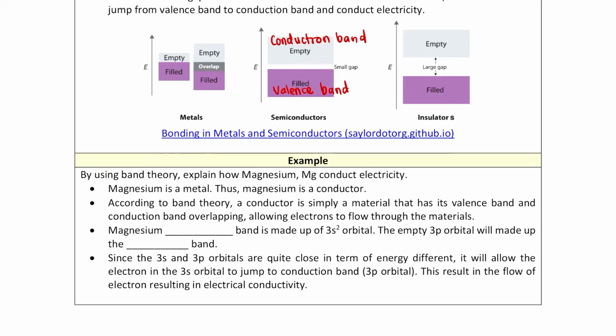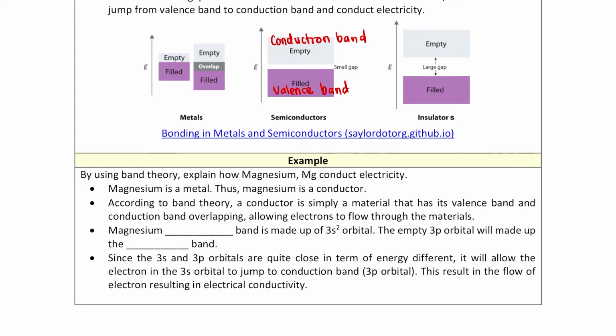Okay, so next, let us look at example. Okay, so dia kata by using band theory, explain how magnesium conduct electricity. Okay, so macam mana nak explain? Kita explain apa yang kita dah faham tadi je. Okay, so first thing we know that magnesium is a metal. So we know that magnesium is actually a good conductor of electricity lah. Okay, so according to band theory, a conductor is simply a material that has its valence band and conduction band overlapping, allowing electrons to flow through the material. Okay, macam ni lah. Okay, so for metals, dia punya conduction band dengan valence band dia overlap.